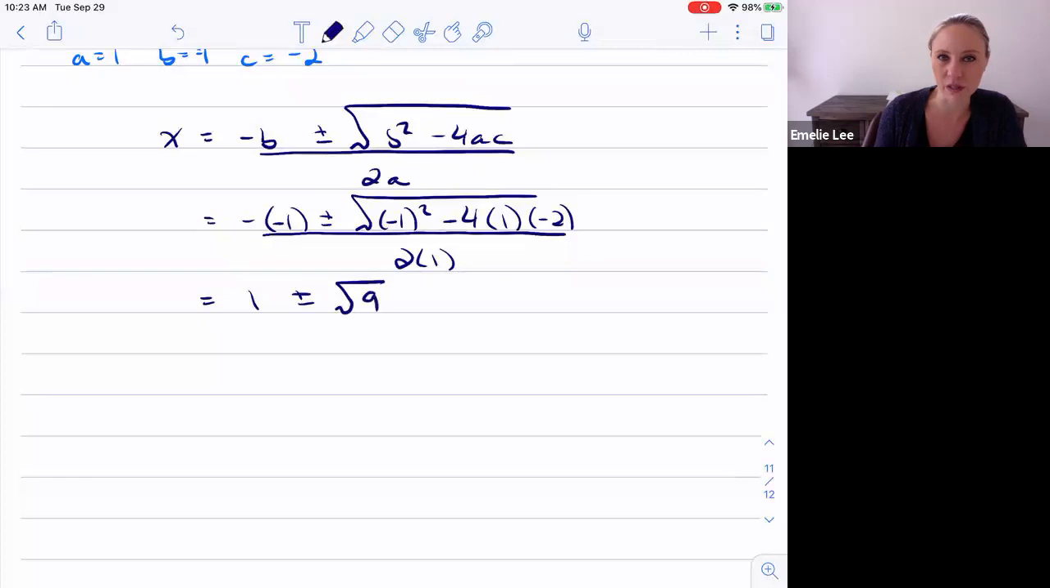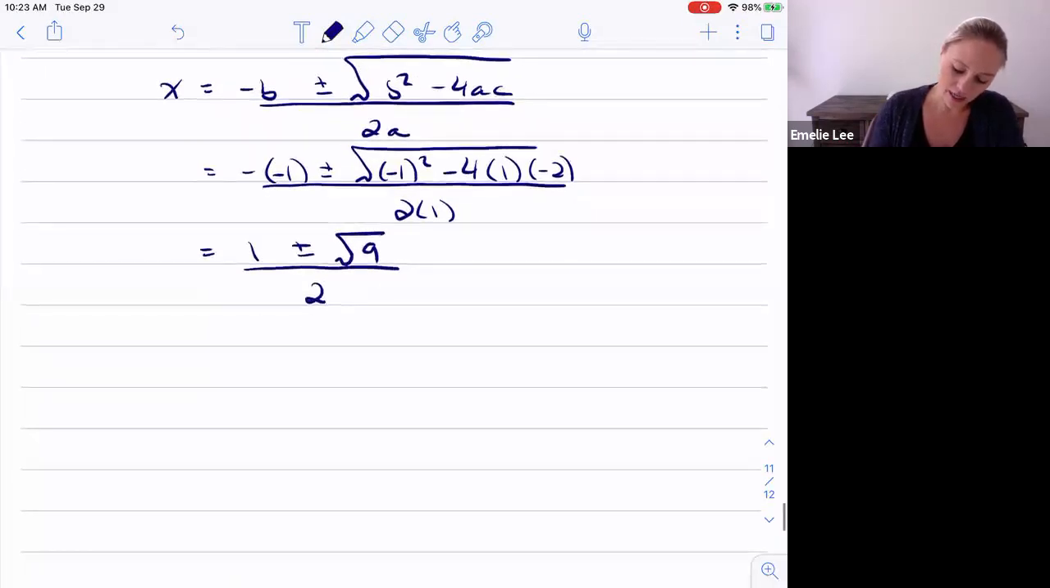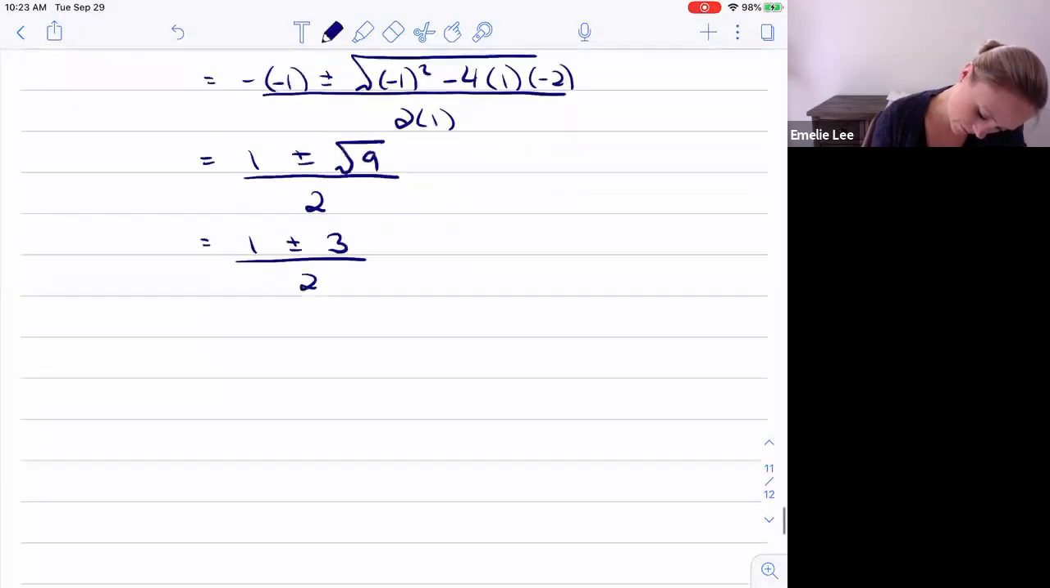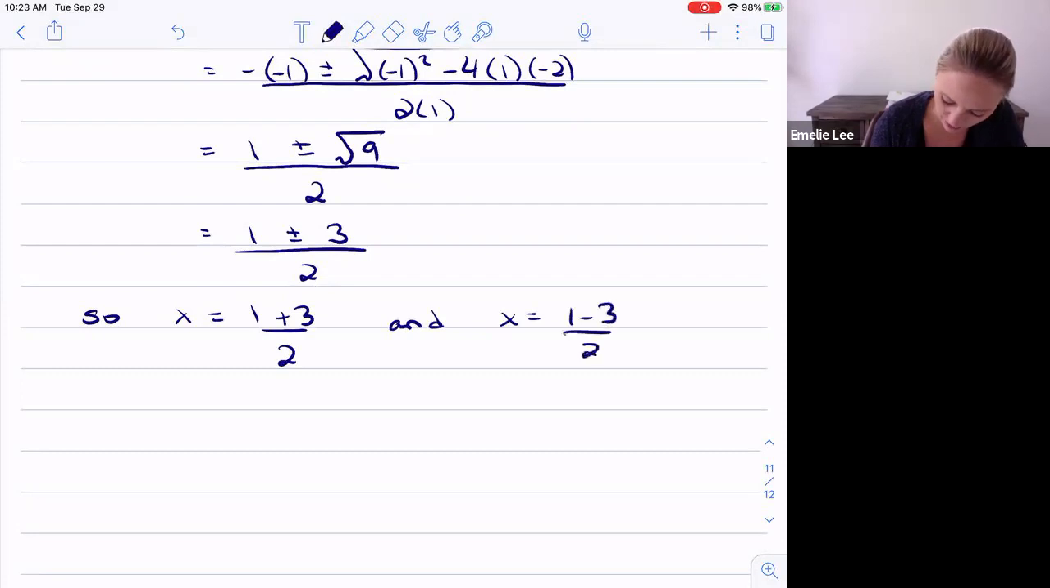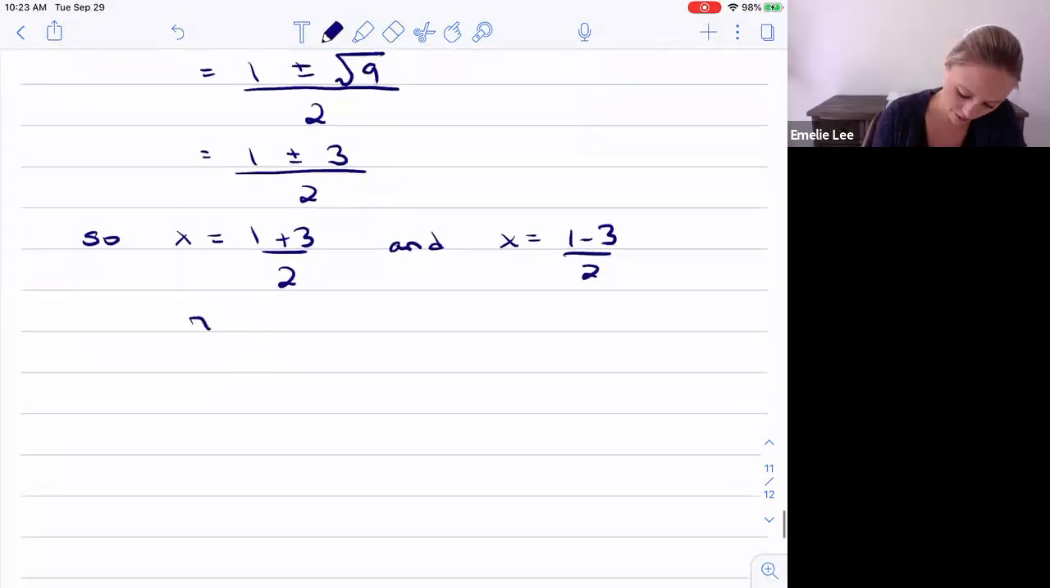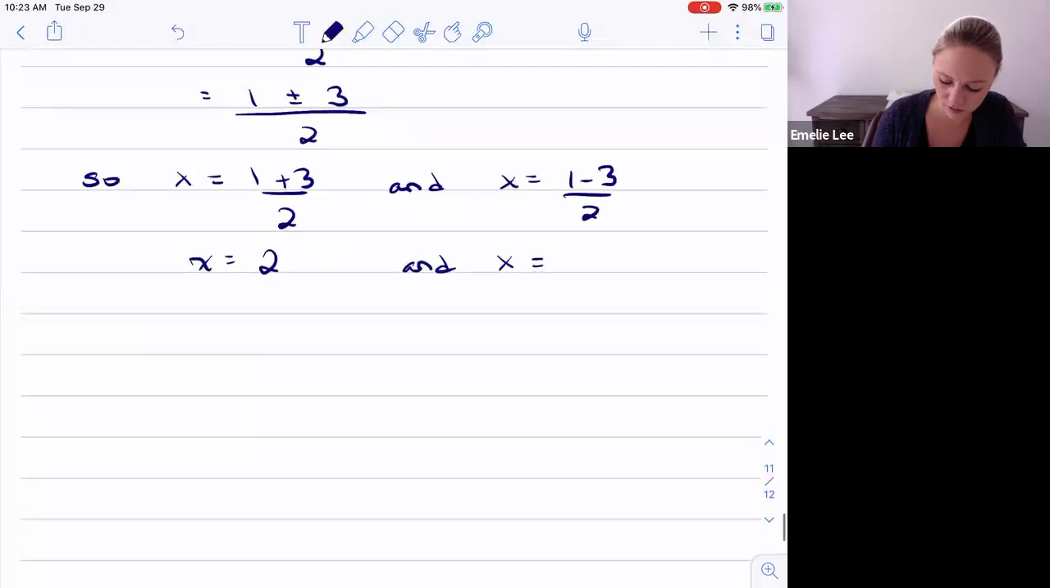Skipping ahead a little bit, but hopefully that's okay. The square root of 9 is 3, so I get 1 plus minus 3 over 2. So x equals 1 plus 3 over 2 and x equals 1 minus 3 over 2 are both solutions. So x equals 4 divided by 2, which is 2. And x equals 1 minus 3, which is negative 2, divided by 2, negative 1.